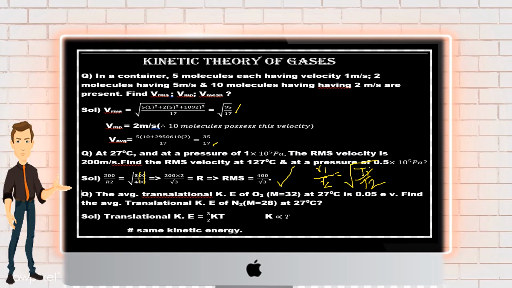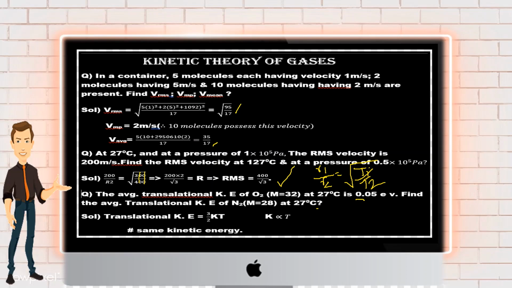The average translational kinetic energy of oxygen with molecular weight 32 at 27 degrees Celsius is 0.05 electron volt. Find the average translational kinetic energy of nitrogen with molecular weight 28 at 27 degrees Celsius. Same temperature, two different gases. They have given the kinetic energy of one molecule, that's oxygen. We need to find the translational kinetic energy of nitrogen right now.